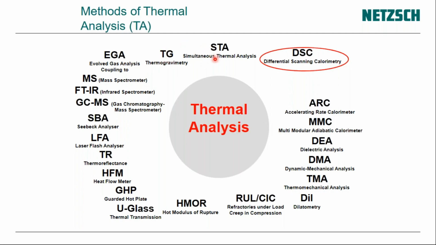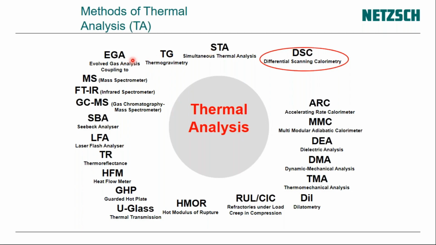NETZSCH also has an instrument called simultaneous thermal analysis, which stands for STA. As the name itself tells, with STA we can do DSC and TGA in the same instrument. It becomes very handy from the user point of view, because instead of having two different instruments and two different programs, he can use one instrument in which he can study both the phase transitions of a sample along with the mass change behavior.